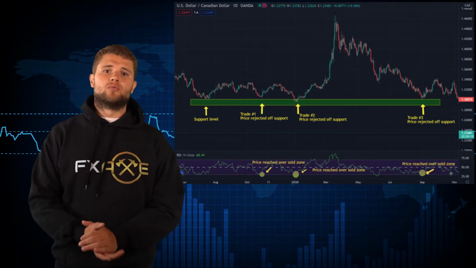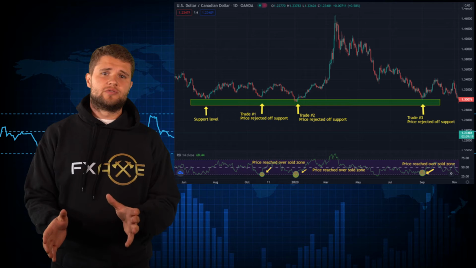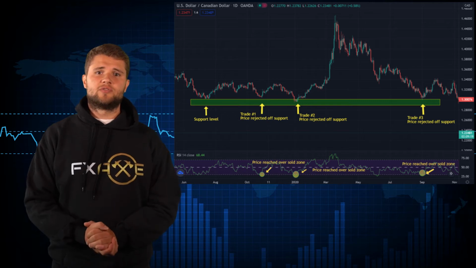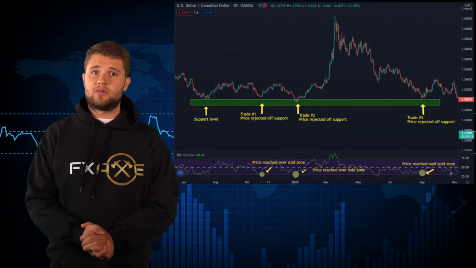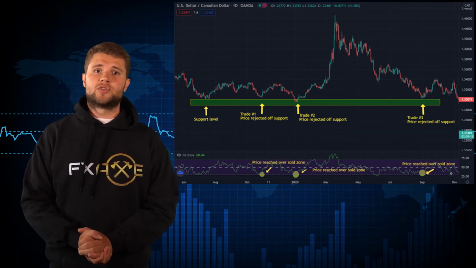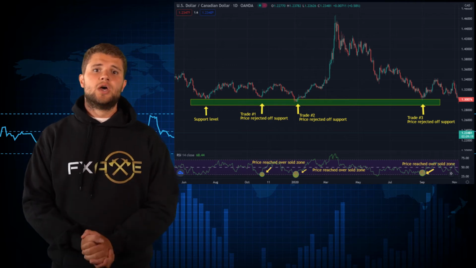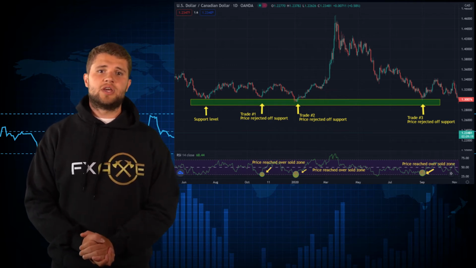Here we can see on one chart we had 3 beautiful buy trades we could have placed after we saw price rejected off the support level and the RSI reached oversold 3 times. A trader using this strategy definitely would have taken some pips from the market.